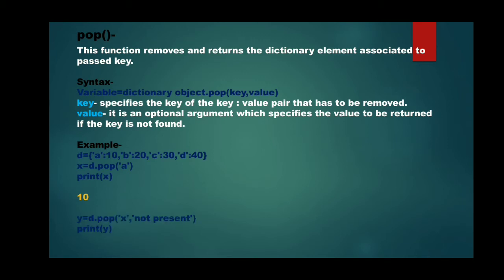In the other example, I have written D dot pop X, not present. Now the key X does not exist in the dictionary. So what is going to happen? Y will contain the value not present, the value that I have passed as the second argument to the pop function. So when I display Y, it has shown not present. If I had not provided this second argument, then in this case, it would have flashed the error.